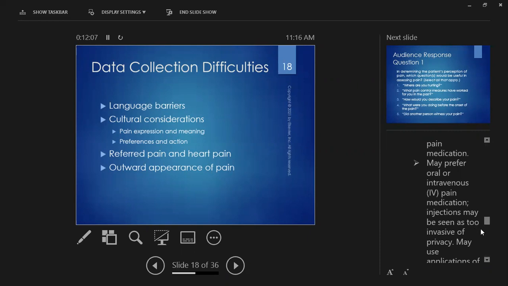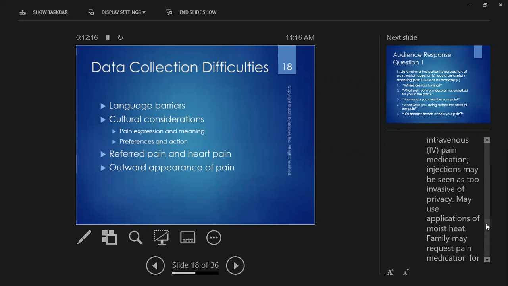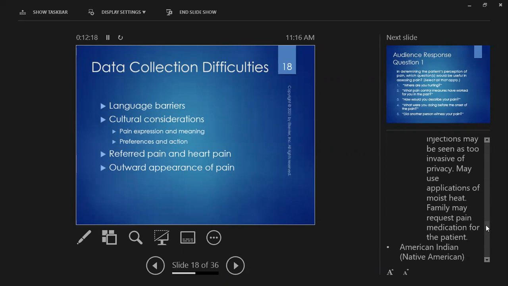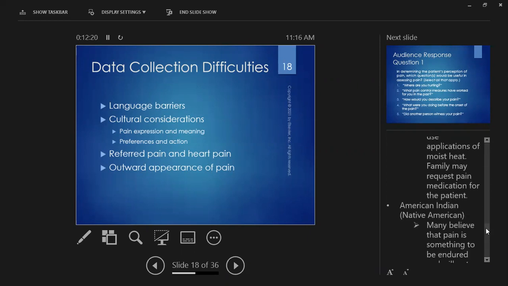Injectable medications, IM, sub-Q, may be seen as too invasive because of privacy. They may use applications of moist heat, and the family may request pain medication for the patient.